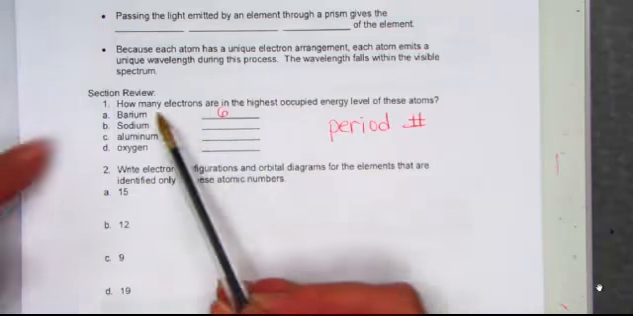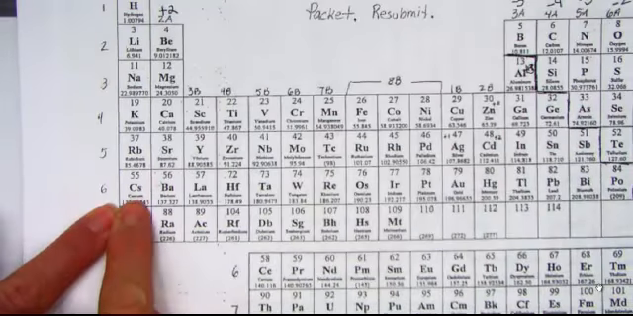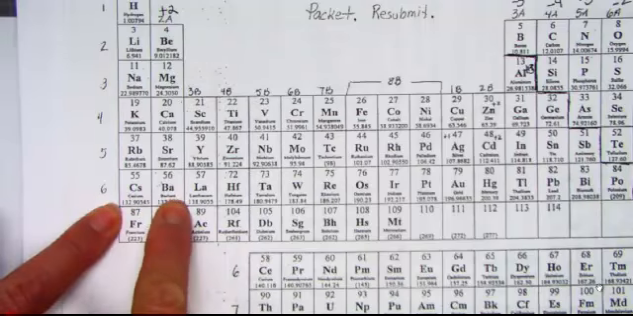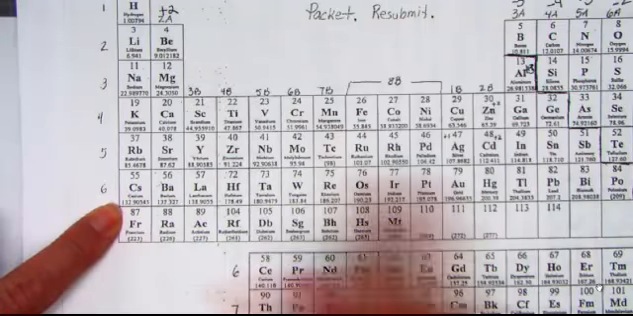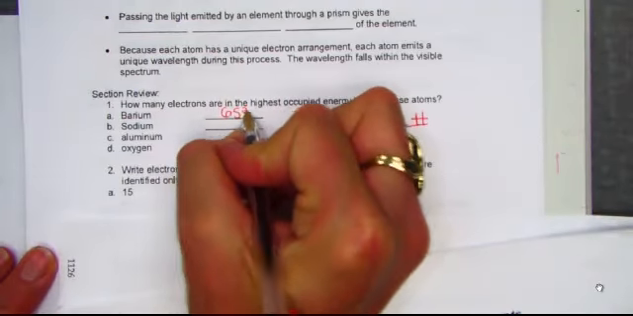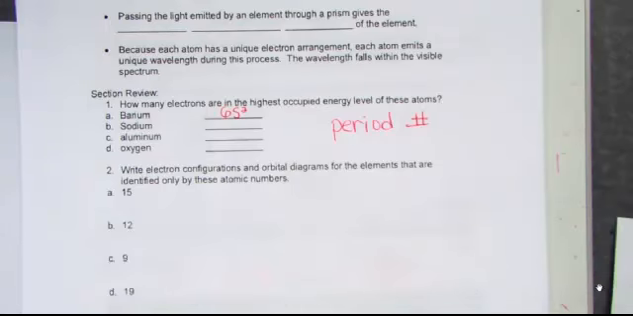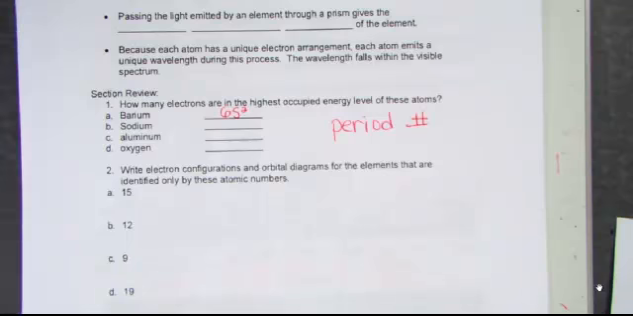How many electrons are in the highest occupied energy level? Well, I can see in the 6th energy level, we would have 2 electrons left to place. They would go in the s orbital. The highest electron arrangement would place 2 electrons in the 6th energy level, in the s sublevel. Now let me clarify.